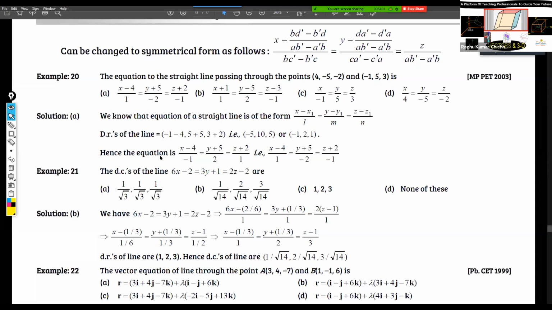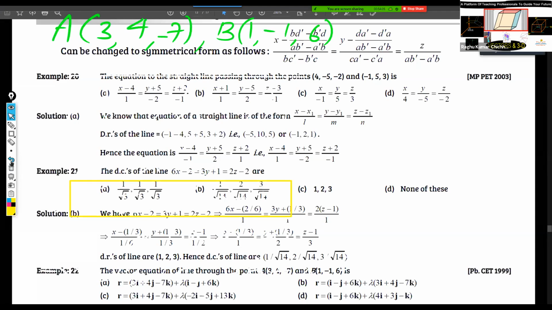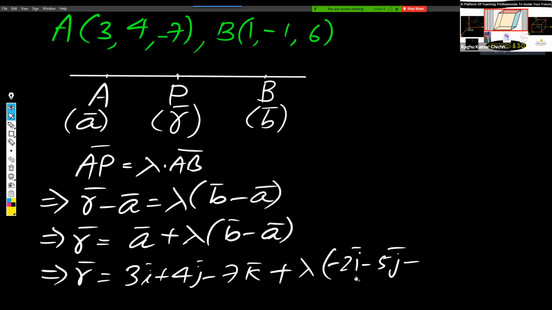So, do you recognize the answer now? I am opening it again. It's gone. Oh, it is in white color now. Yeah. 3, 4 minus 7.